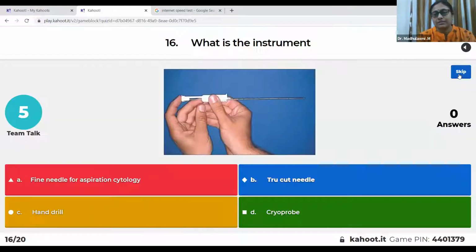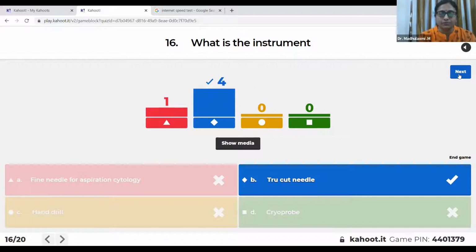What is the instrument? Is it a fine needle aspiration cytology? Is it true cut needle? Is it a hand drill, or is it a cryoprobe? True cut needle, yes. True cut needle, it's a specimen usually taken for punch biopsies. It's very commonly used in case of salivary gland biopsies in our specialty.